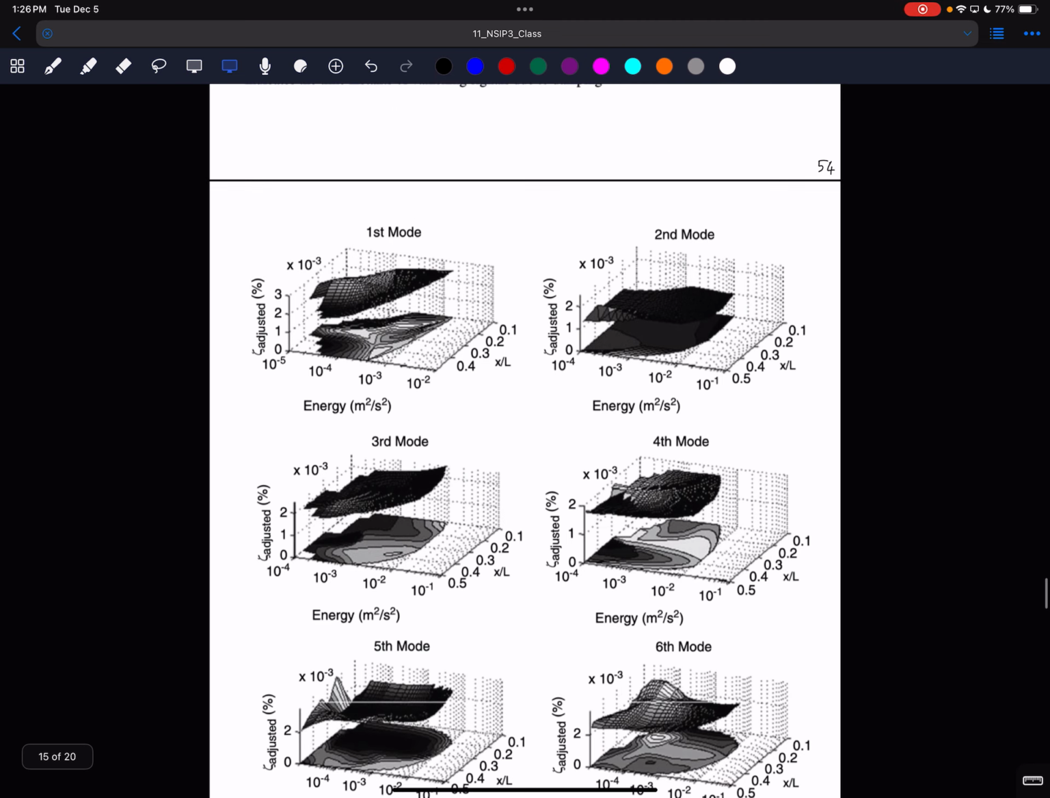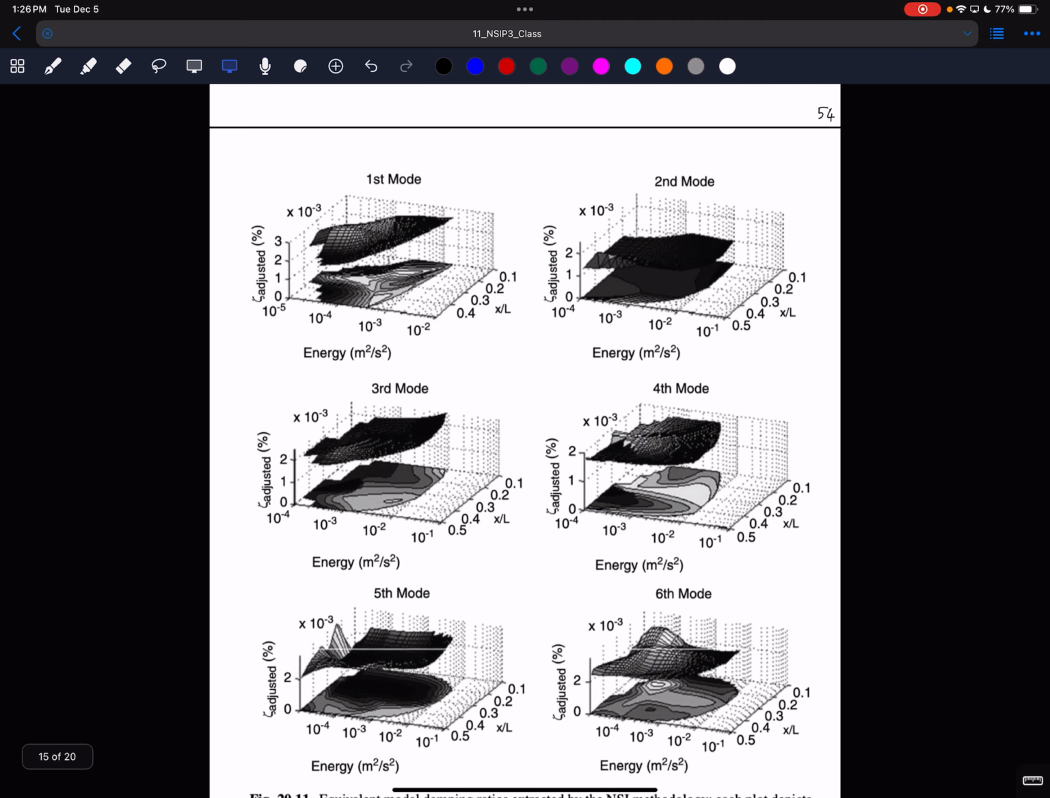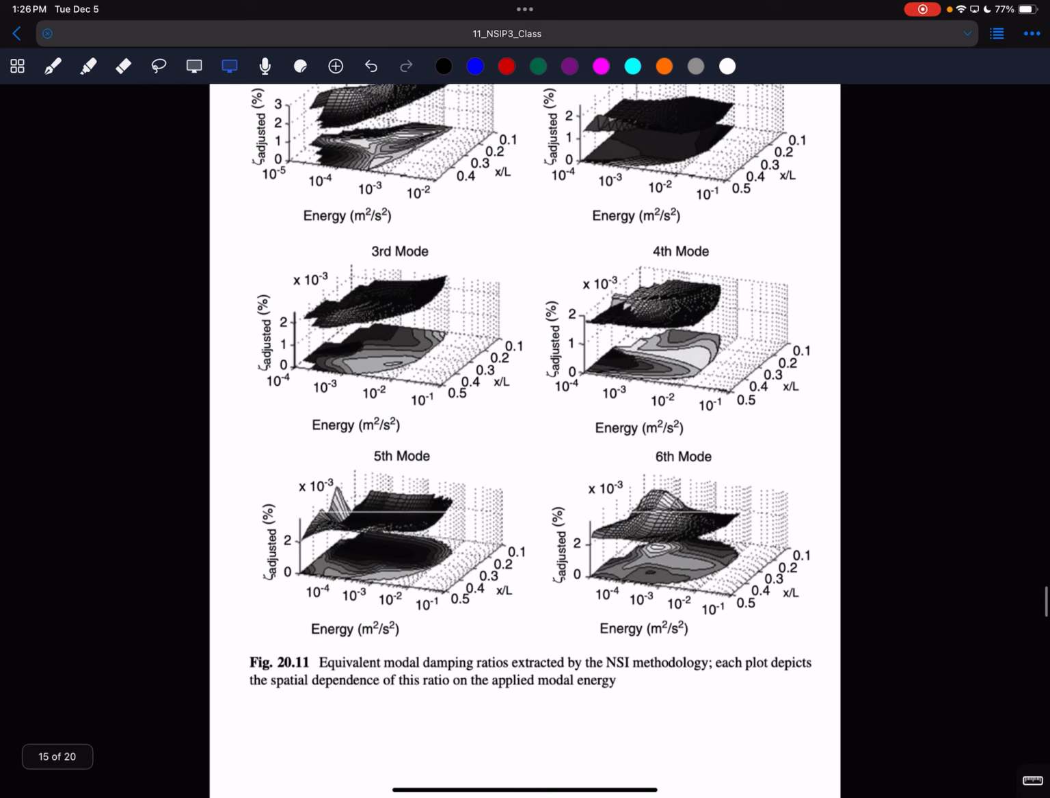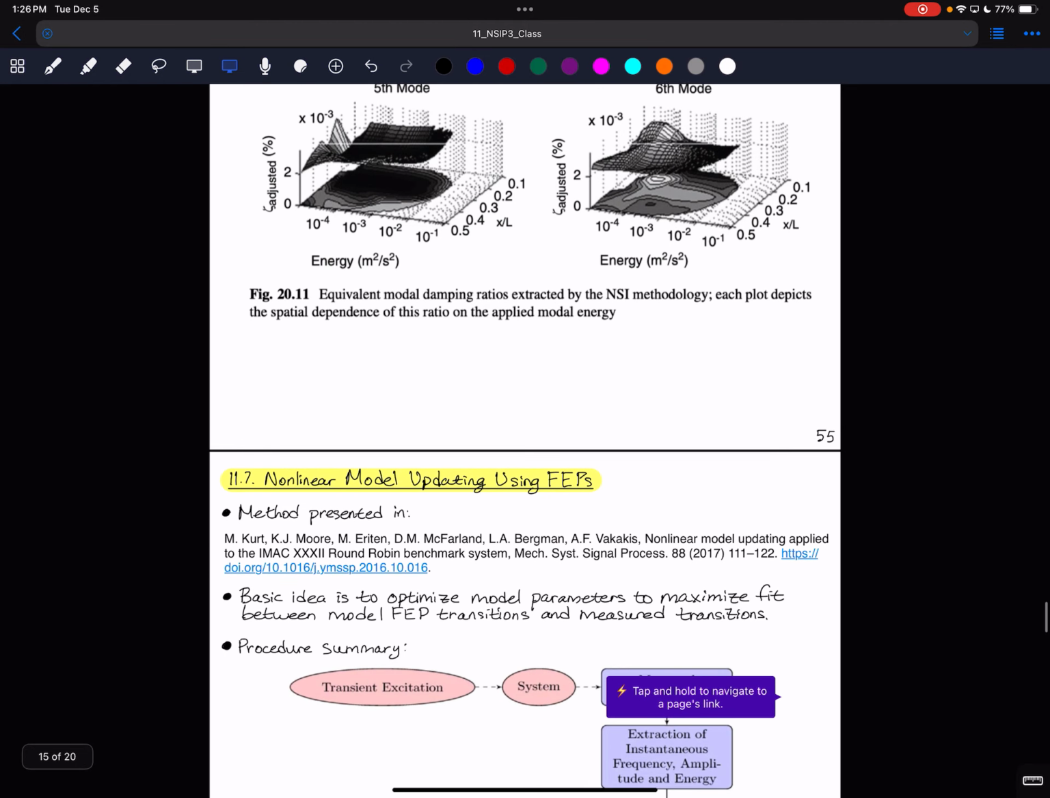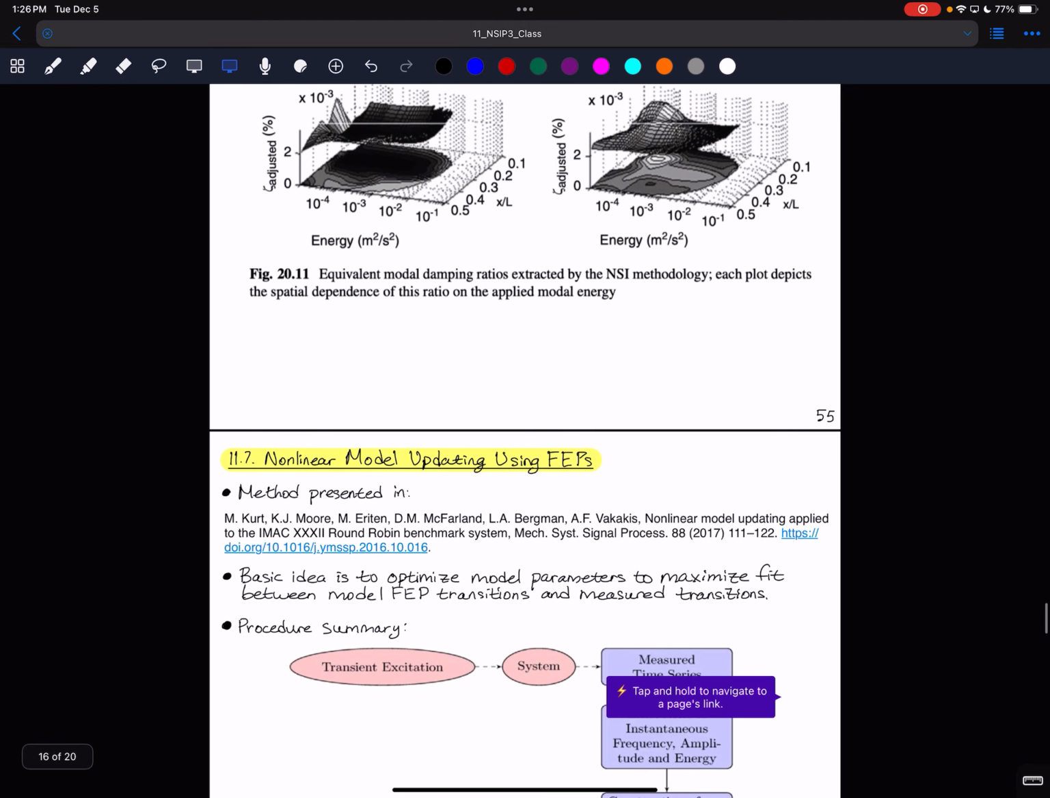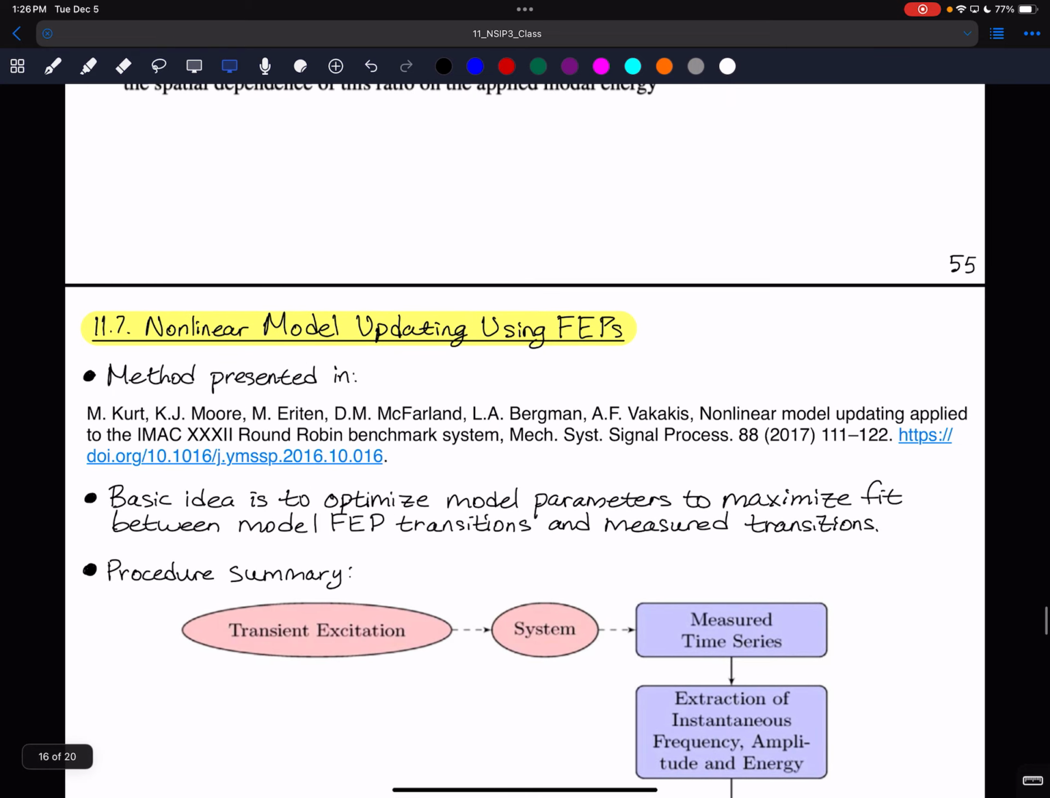All right, and then you can also plot these as functions of the energy in the system and show that at higher energy levels, the damping is higher and so forth. We won't go too deep into this. If you're interested, I can give you the original paper that the book chapter was based on.